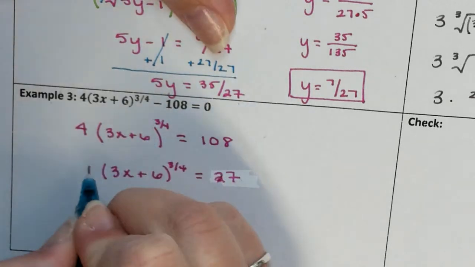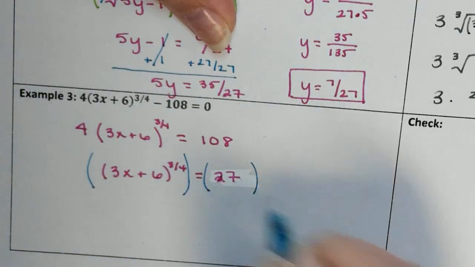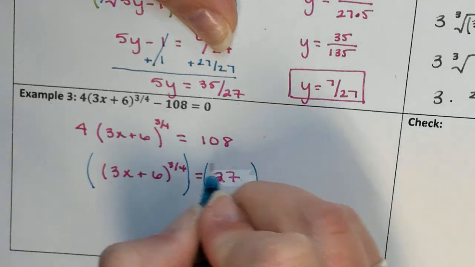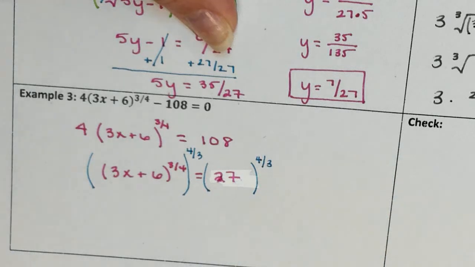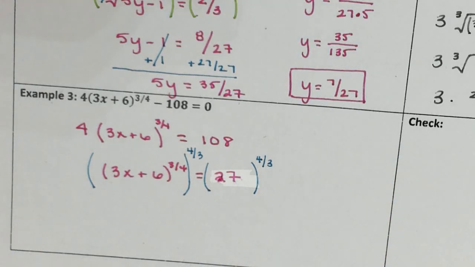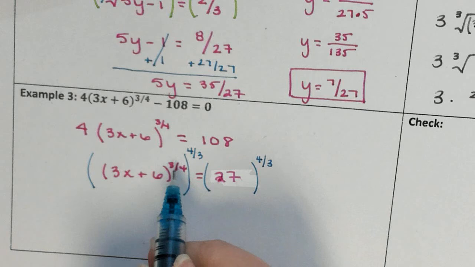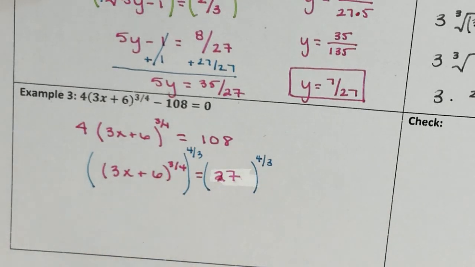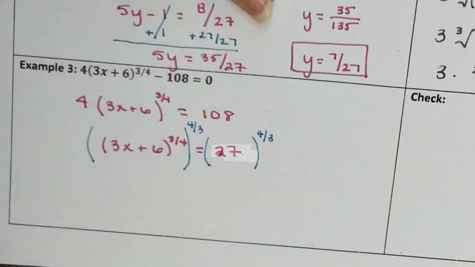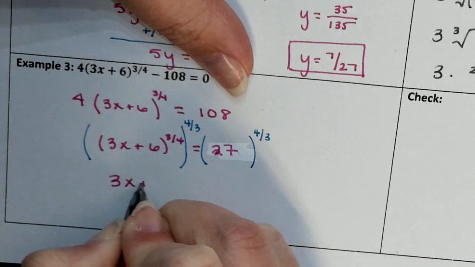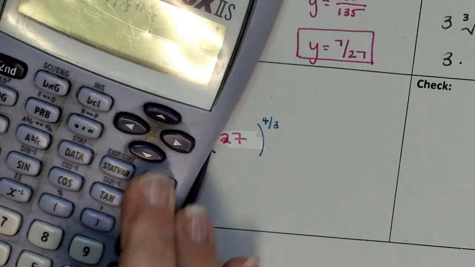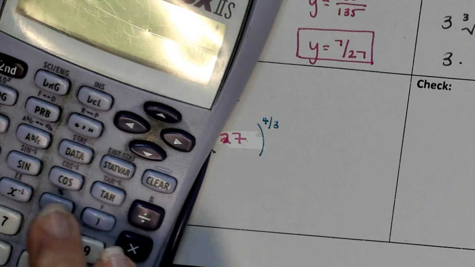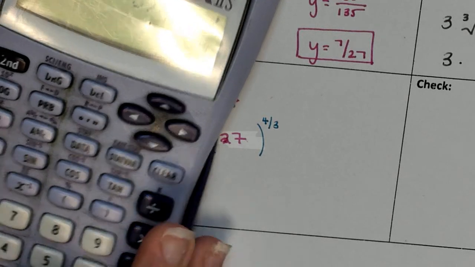What power are we going to take both sides to? 4 over 3, because we use the reciprocal. Okay. 3/4 times 4/3, because powers to powers multiply. On the left side, I'm going to be left with 3x plus 6. On the right side, let's put that in our calculator. 27 to the power of, remember to put 4/3 in parentheses.